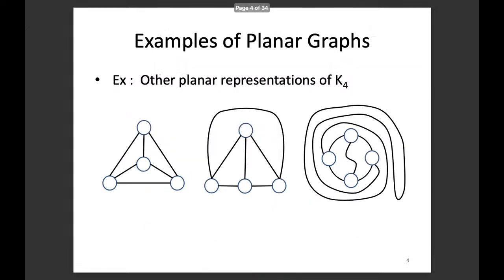But notice that the planar representation is not unique. So we have some other planar representations of K4. All of them look different.